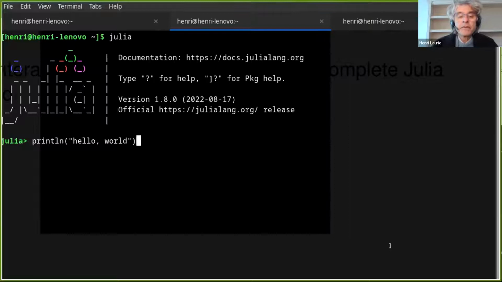So that's the standard hello world. Strings in Julia have to be enclosed in double quotation marks. A single quotation mark denotes a character, so you can have only one character between two single quotation marks. If you have A in single quotation marks, it's the character A, and if you have A in double quotation marks, it's the string that consists of the single character A.